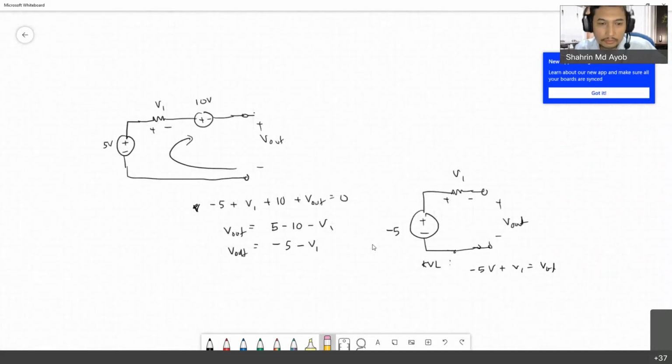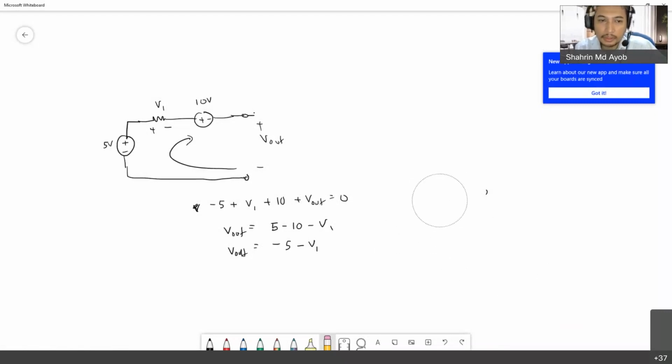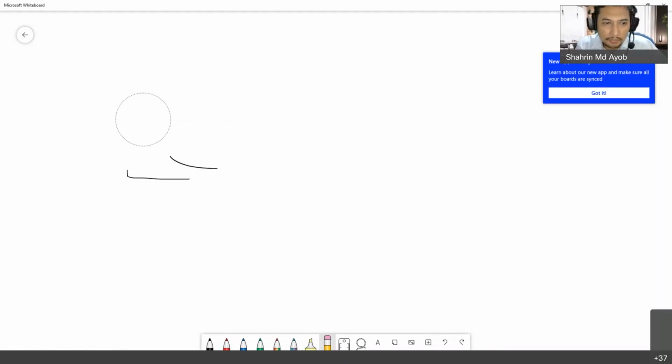For your clarification, what I want to actually clarify is when you have multiple DC sources connected in series, you just use the KVL and then calculate the total voltage. Okay, that is what I want to clarify in this class, before we proceed with the node analysis.